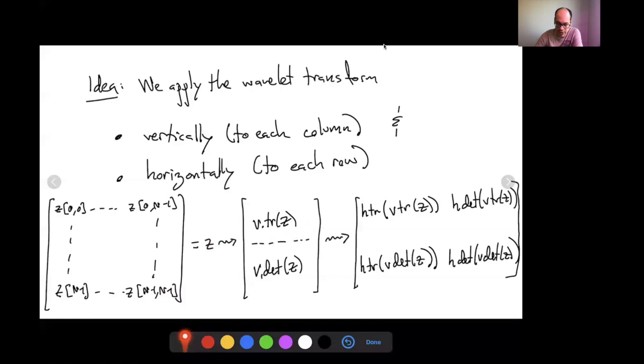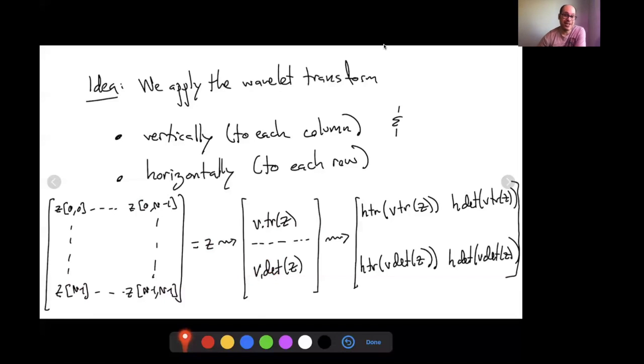I'm denoting that by V for vertical and TR for trend. And then on the bottom part of the matrix, these little strips of half the full size represent the detail vectors of each of the vertical strips, each of the columns in the original matrix. So I've written this as V detail for the vertical detail.